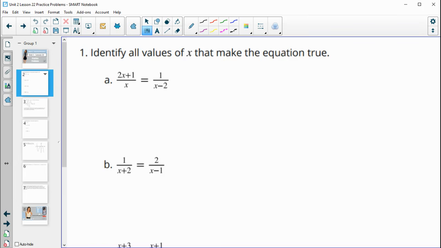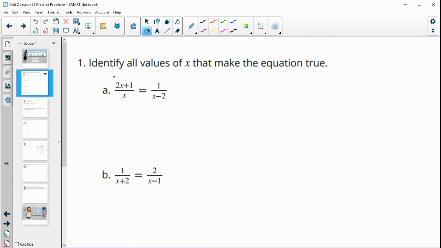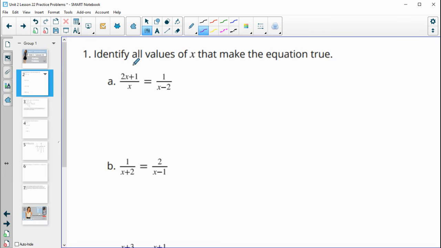Number 1 asks us to identify all values of x that make the equation true. So when you have a fraction set equal to another fraction, remember that you can cross multiply to both sides. Now in this lesson, you actually talked about multiplying by the least common denominator also.